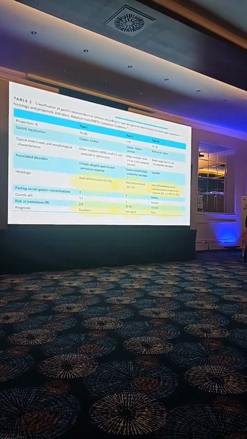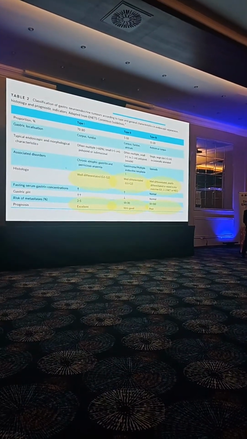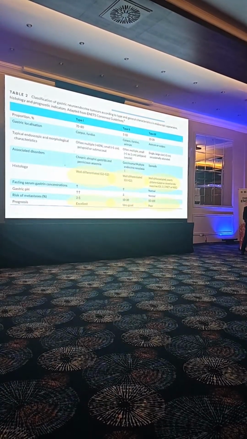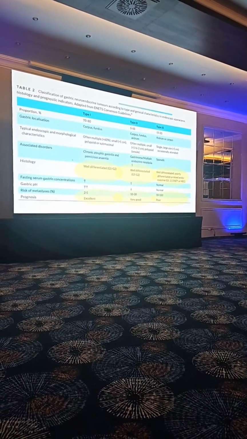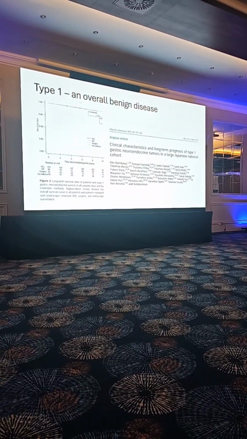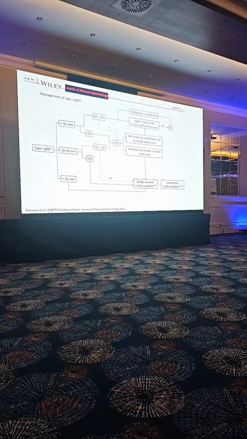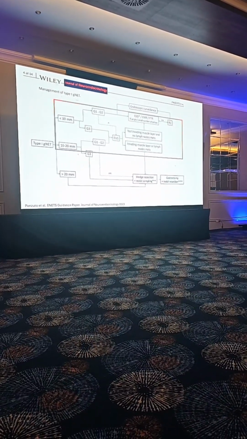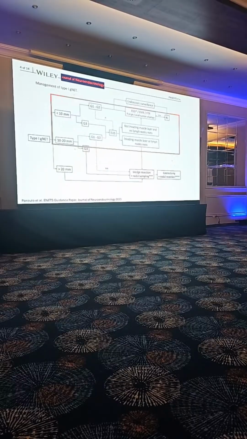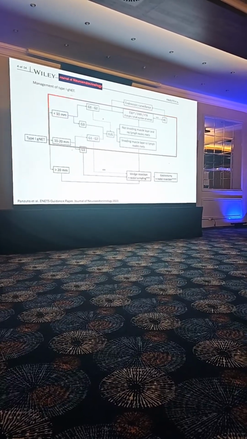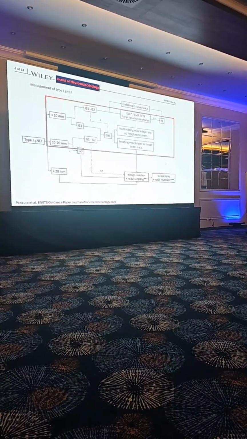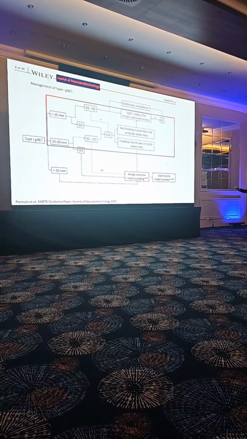Type 1 has a very good prognosis. Type 2 is good, but there is a 10 to 30% risk of metastasis. And type 3, there is a very high risk of metastasis. So this will influence how you're going to treat this NET. Type 1, as we said, is overall a benign disease. And this is what the NET guidelines recommend. If you have a type 1 NET, which is G1 or G2, and it is within 20 millimeters, with no lymphovascular invasion and no muscle involvement, then you can remove it endoscopically.